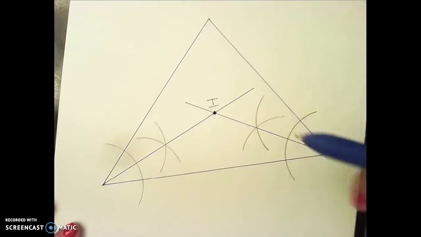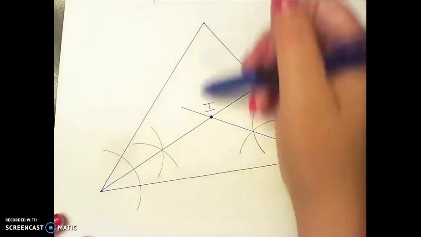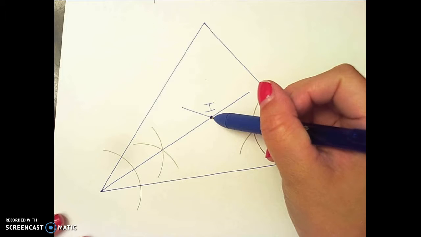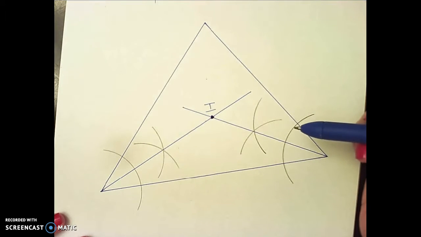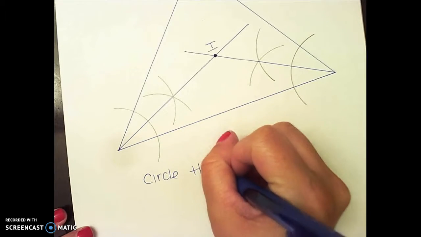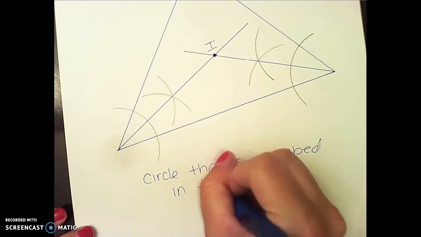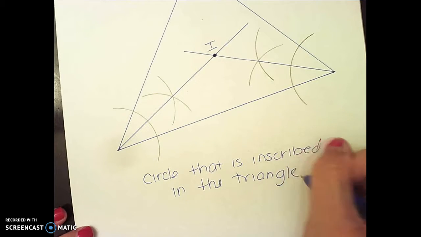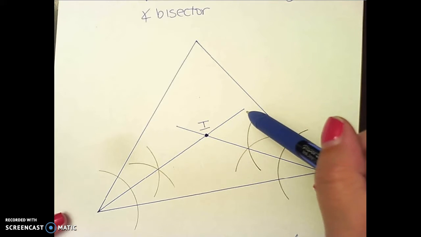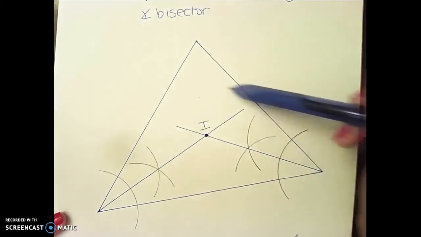Okay. So the other thing that we can do is, well, again, we could construct that third angle bisector. It will go through point I as well, but we don't need to. We already know where point I is located. So the other thing that we can do is construct the circle that is inscribed in the triangle. And so that's a circle that's going to be inside, fully inside of the triangle, and is just touching the sides of the triangle. So it's going to kind of look something like this.